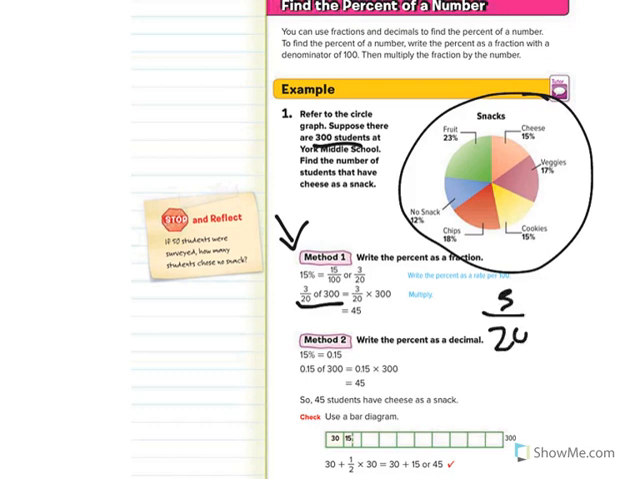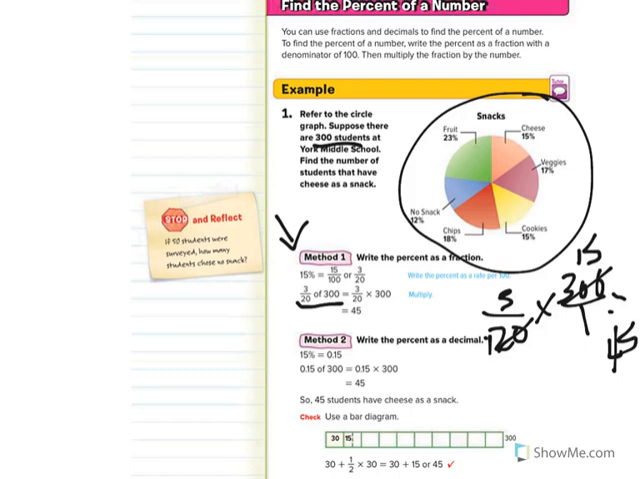So you can do 3/20ths times 300 over 1. You can cross simplify if possible, and here 20 can be divided by 20 once, and 300 can be divided by 20 15 times. And then if you multiply straight across, you have 3 times 15, which is 45, and 1 times 1, which is 1, and 45 over 1 is just 45. So that means that 45 of the students had cheese as a snack.